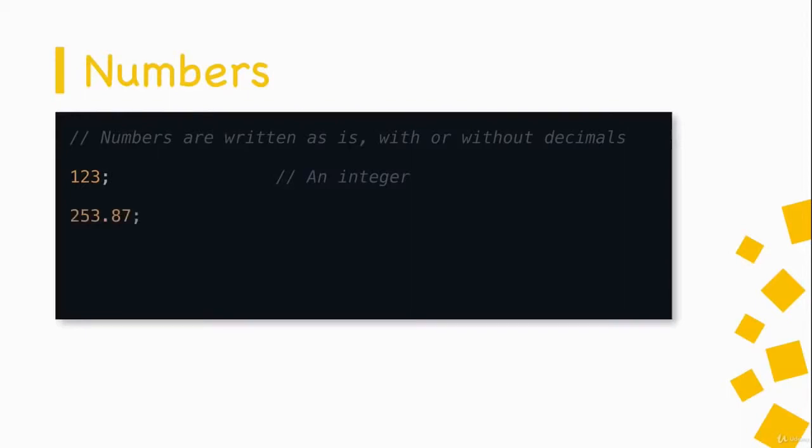You can also use decimals. So in this case, we have 253.87. And this is a decimal or a fraction number, which in JavaScript is described as a floating point number.